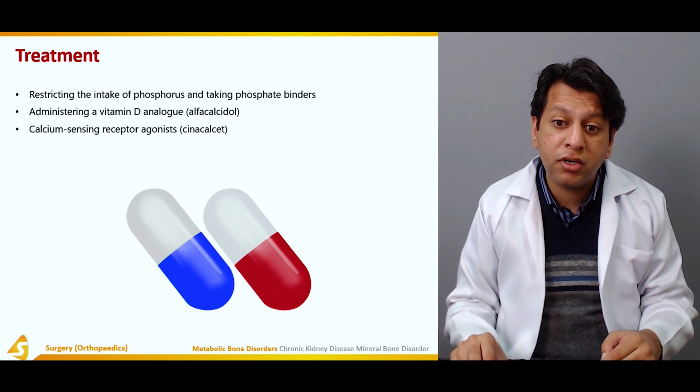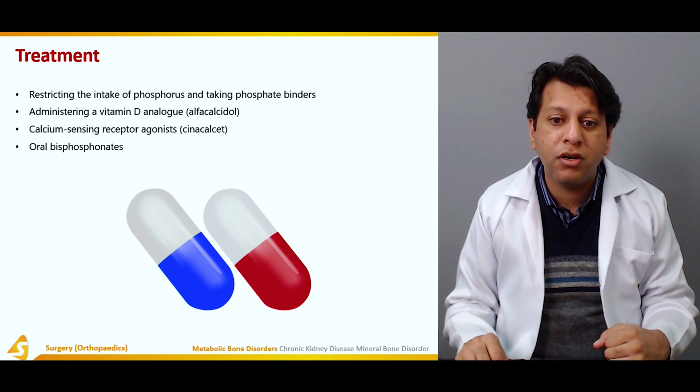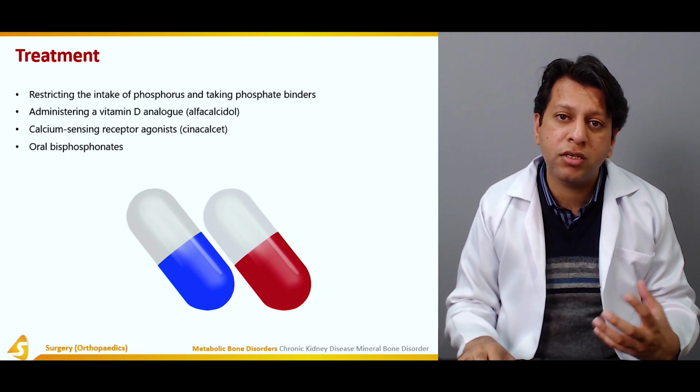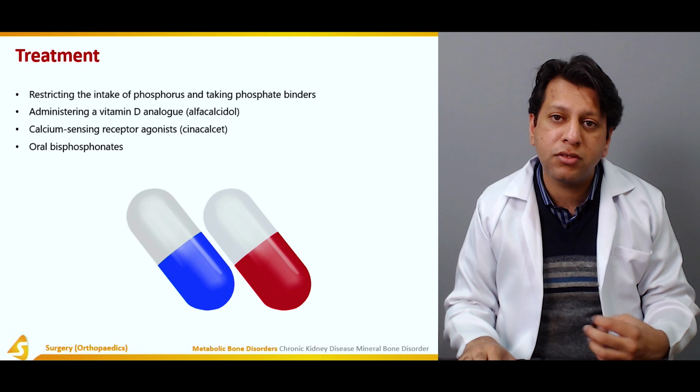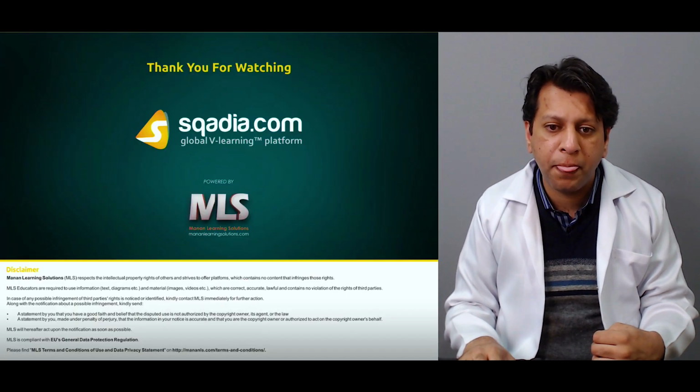Calcium sensing receptor agonists are given. Why? Because they increase the amount of calcium absorption. Oral bisphosphonates are also helpful because they increase bone mass or bone mineral density, since the mineralization of the bone is affected.